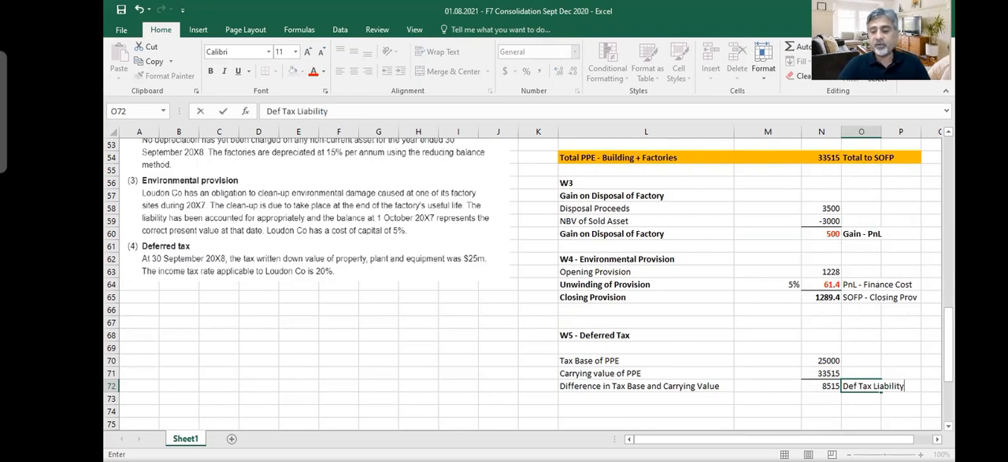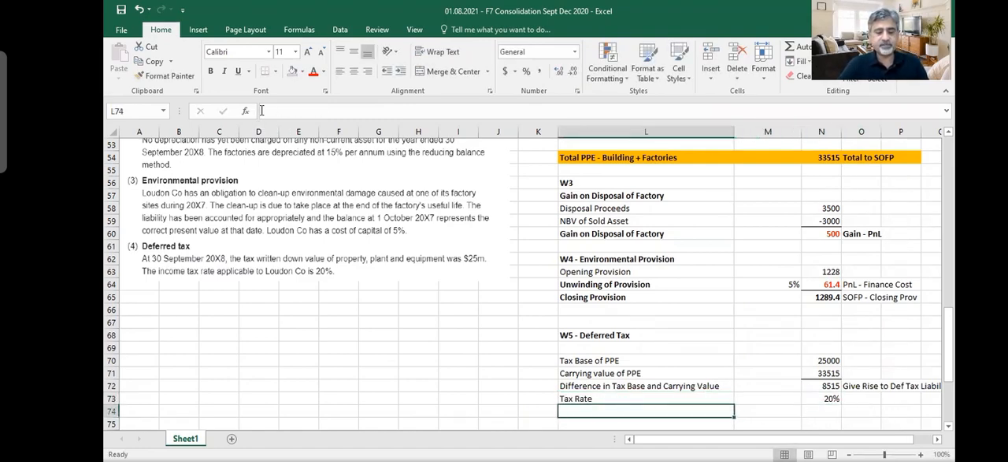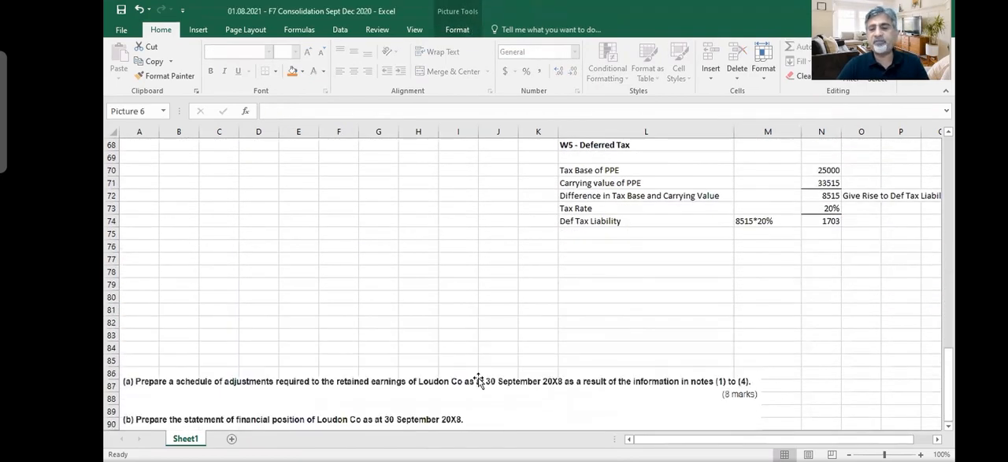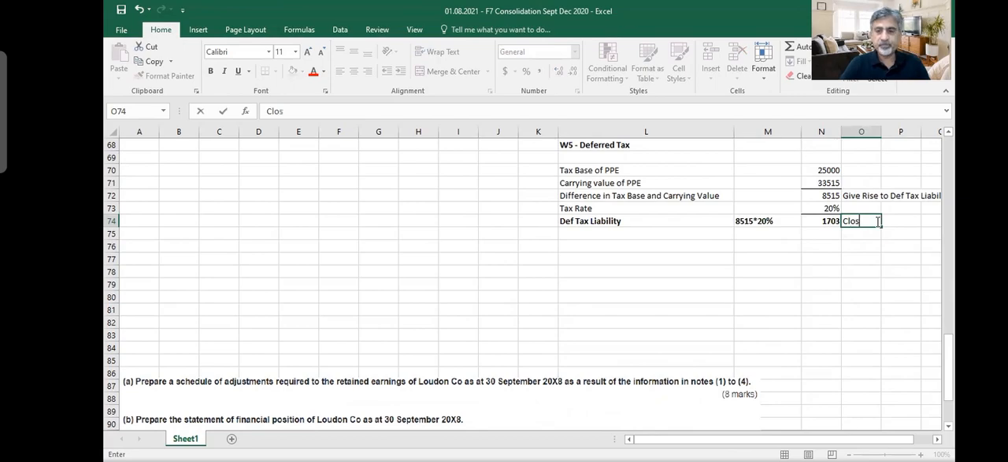Always remember that if your carrying value is more, you have a deferred tax liability. If your carrying value is more, you have a deferred tax liability. So we will have a deferred tax liability. 8515 is not the liability; I say that it gives rise to a deferred tax liability, and my tax rate is 20%. So the deferred tax liability will be 8515 multiplied by 20%. This is what my liability should be, 1703. This is my closing deferred tax liability, and it goes to the SOFP. So in the statement of financial position, I will show my liability as 1703.